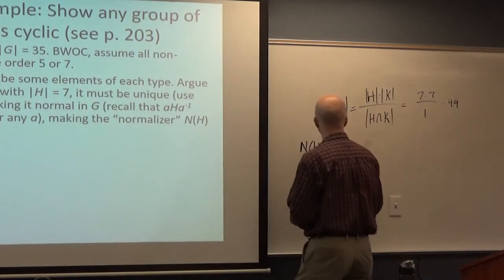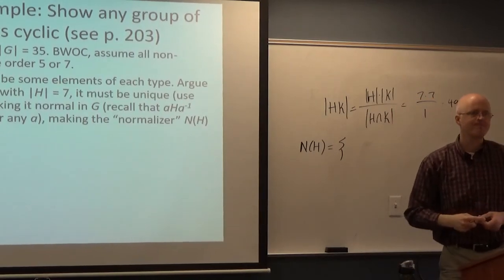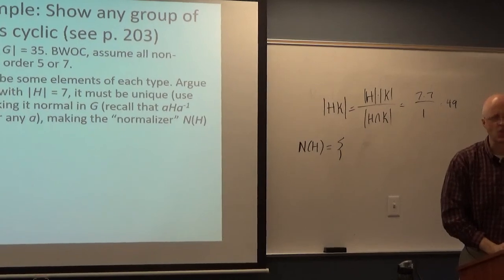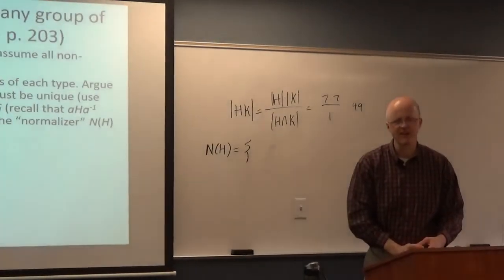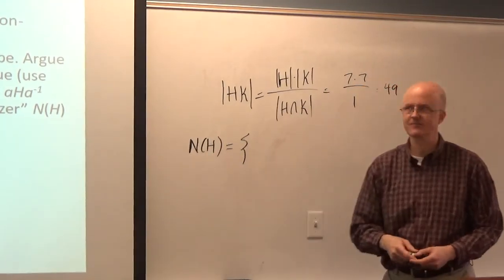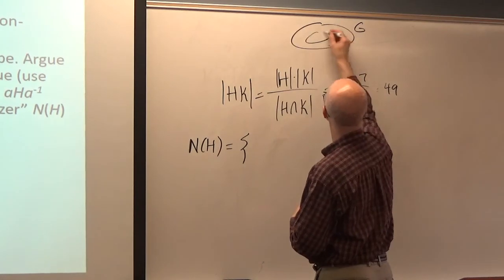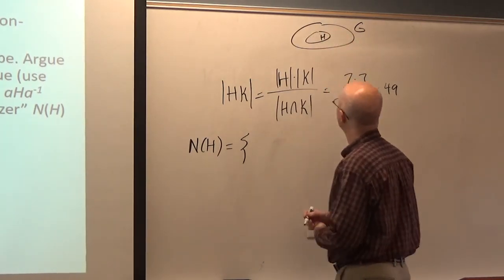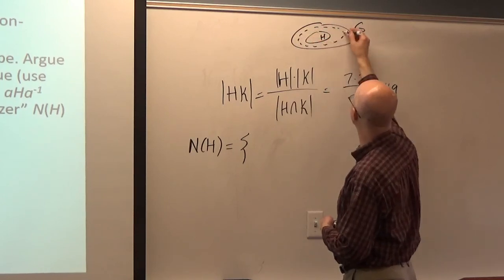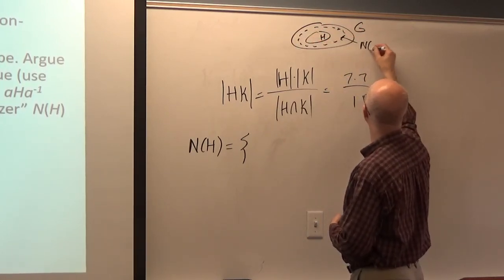Essentially, the normalizer of a subgroup H is the biggest subgroup of G in which H is normal. Say it again. The normalizer of H, visualize it this way. Here's G, here's H. The normalizer of H is the biggest subgroup of G, maybe it's all of G, maybe it's not, in which H is normal.